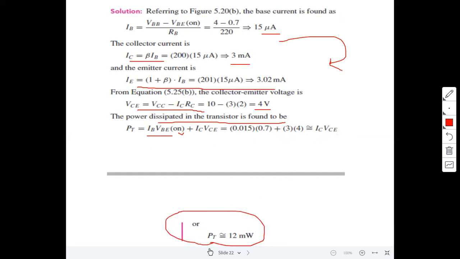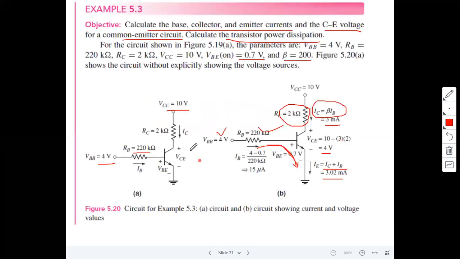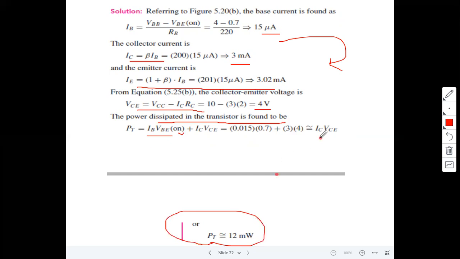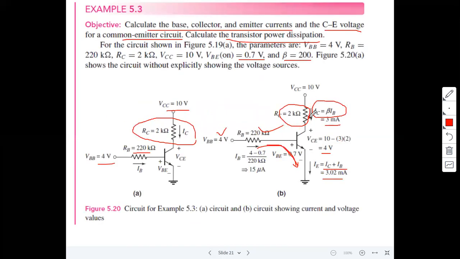So like that, we have to find the power problems. How much power is dissipated in a transistor? Power dissipated in a transistor mainly depends upon IC into VC. So power dissipation is equal to, what is power formula? Power is equal to V into I. Here the output voltage VCE into output current IC. Like that we can solve the given problem.